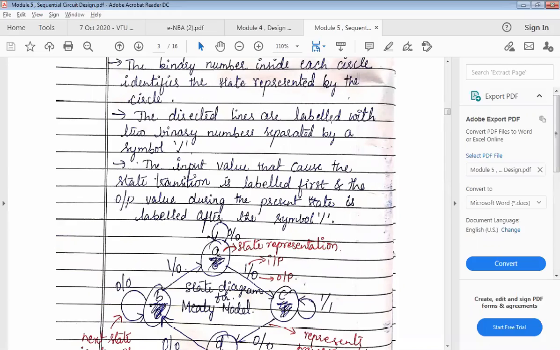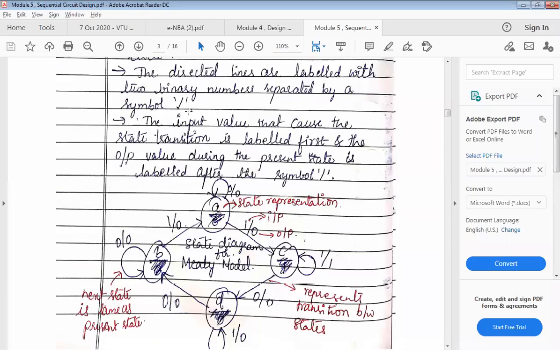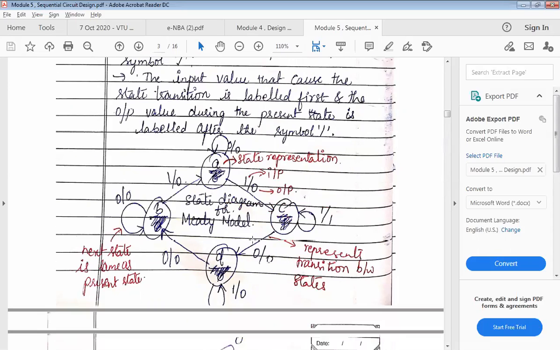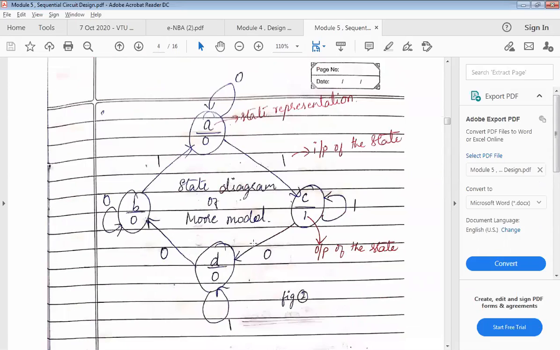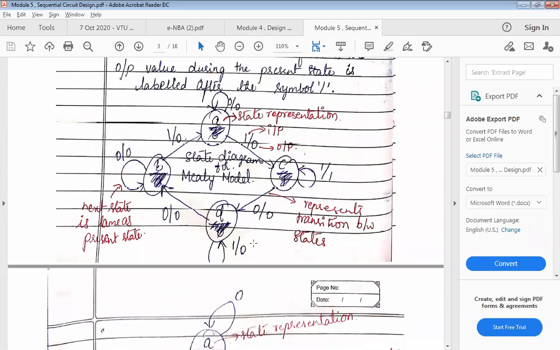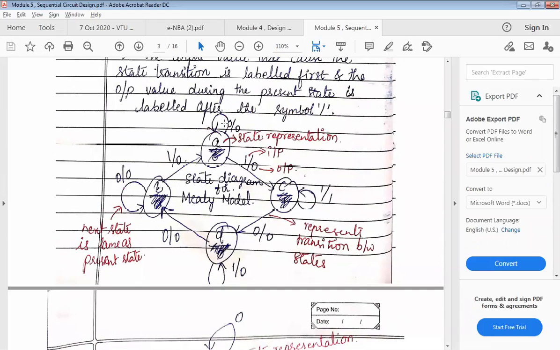The directed lines are labeled with two binary numbers separated by a slash. The input value that caused the state transition is labeled first, which means in the numerator, and the output value during the present state is labeled after the slash symbol. The one at the bottom is your output variable. So in the Mealy model, I am giving input by output, and the state is inside. This is my Mealy model.